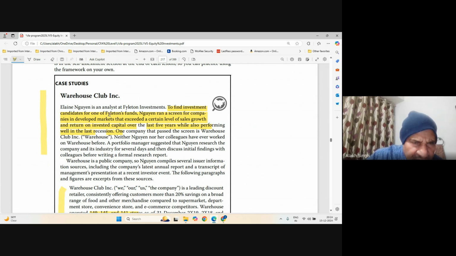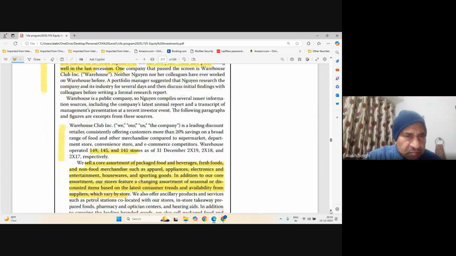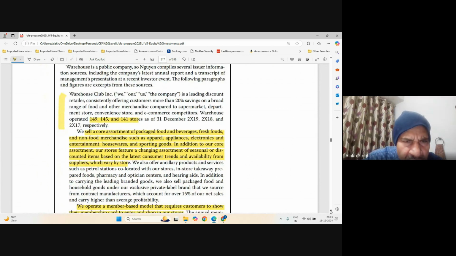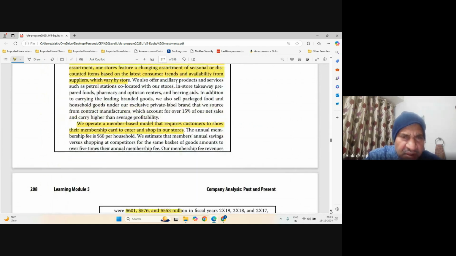To find an investment candidate for one of Piloton's funds, Nguyen ran a screen of companies in developed markets that exceeded a certain level of sales growth and return on investment. Okay, so what did he do? He looked at the last 5 years, because he's preparing the first report. It is not that he will give the financial statements of 5 years. He is preparing the report, so he wants to see how the company grew during the last 5 years. Okay, so this one is all about the determination.